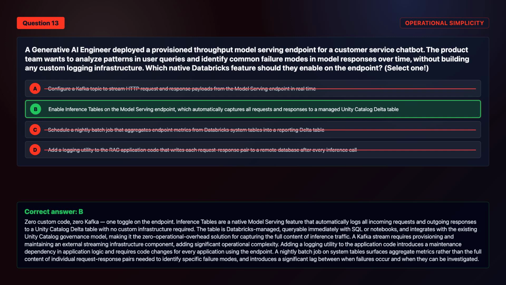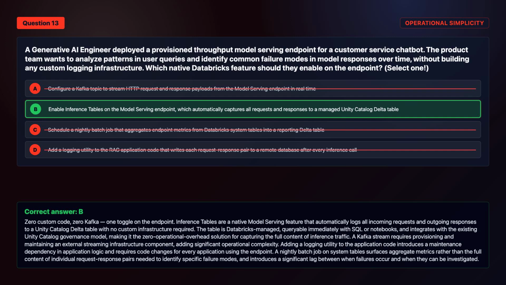A Kafka stream requires provisioning and maintaining an external streaming infrastructure component, adding significant operational complexity. Adding a logging utility to the application code introduces a maintenance dependency in application logic and requires code changes for every application using the endpoint.